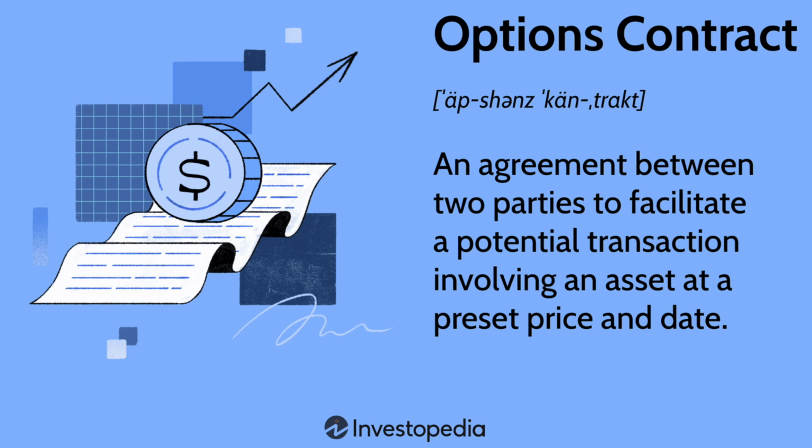What is an options contract? Well, the definition is an agreement between two parties to facilitate a potential transaction involving an asset at a preset price and date. But what does that mean? Basically, it's a contract that locks in a certain price to either buy or sell at a future date. So the best way to understand this is an example.